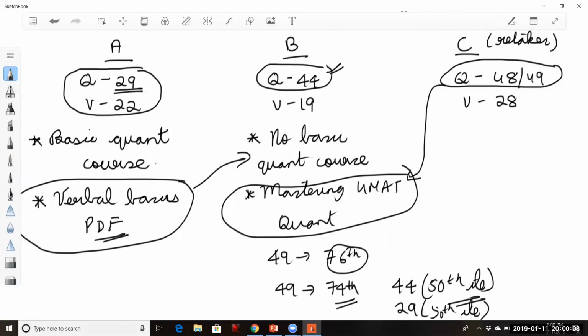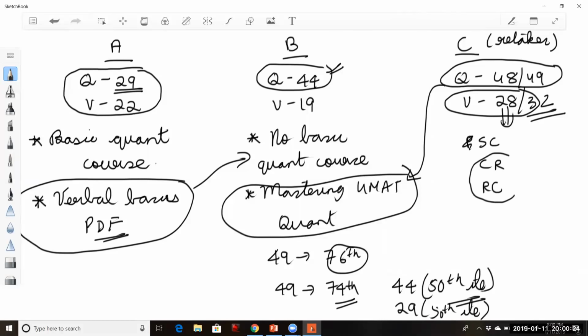On the verbal front, again, here you'll have to identify. Normally any score of a verbal 28 to 32 tells you two things. Out of sentence correction, critical reasoning, and RC, two of the sections normally would be an issue, and one section you would be pretty strong at. Okay, that's the general tendency when I see scores from 28 to 32. So you figure out which two sections you'll have to work with, right? Normally the pain points would be CR and RC.